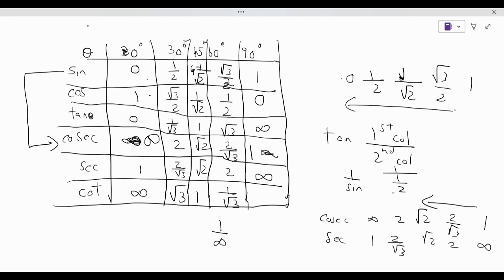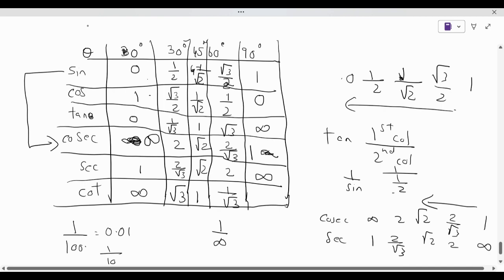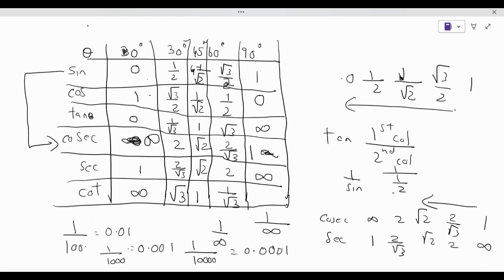Many of you will be having lots of doubts regarding infinity. Infinity is a large number. For example, 1 by 100 is 0.01. So 1 by 1000 is equal to 0.001. Similarly, 1 by 10,000 will be 0.0001. So as the number becomes greater and greater, when it becomes infinity, it will become 0.000 till a very large number where it will become 1.